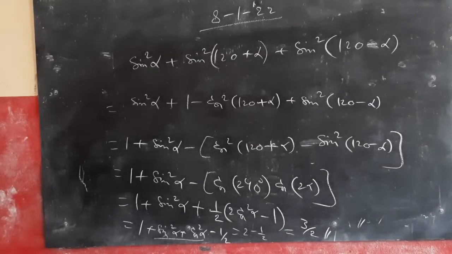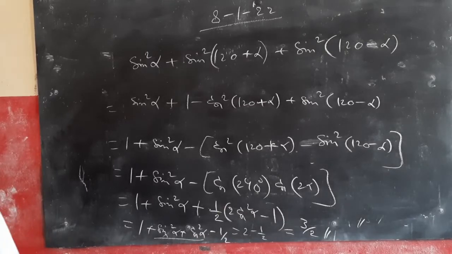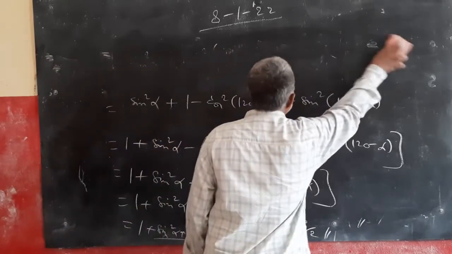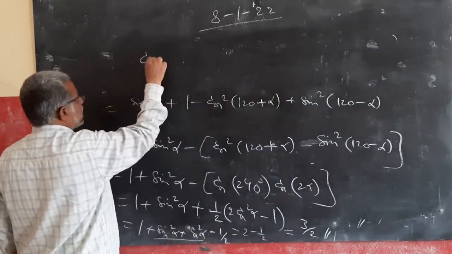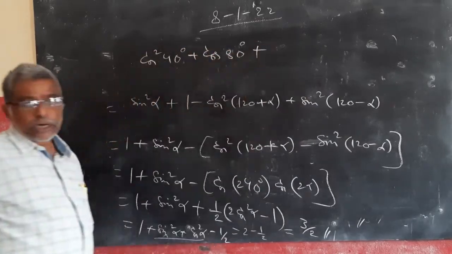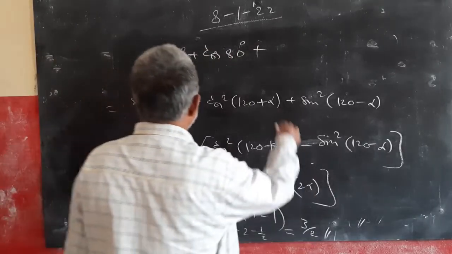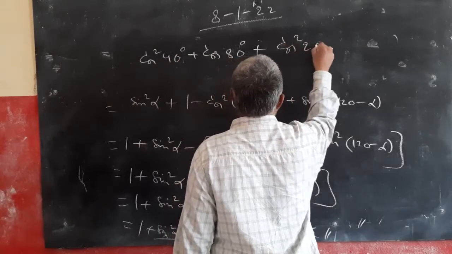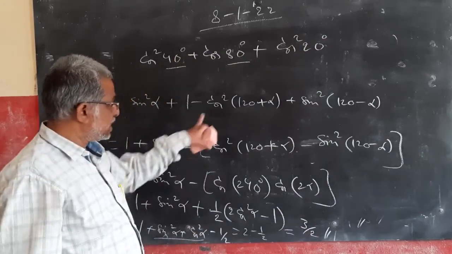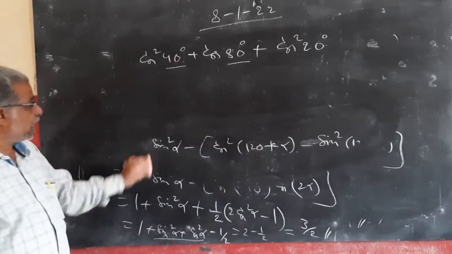Similarly, you have one more sum, try it. Instead of sin you have cos: cos square 20 plus cos square 40 plus cos square 80. In the same manner, solve this. You will get cos square 40 plus cos square 80 plus cos square 20, where this is like 60 plus 20 and this is like 60 minus 20. Instead of 120 you have 60, that's it. Instead of sin you have cos. So follow the same method, you will automatically get this.